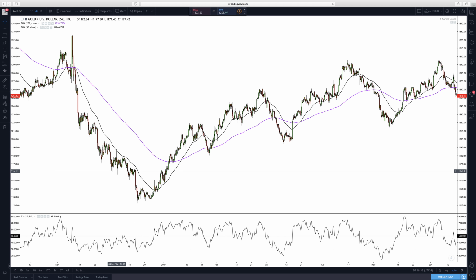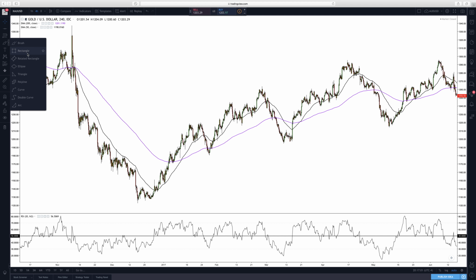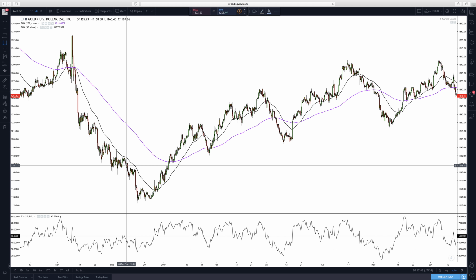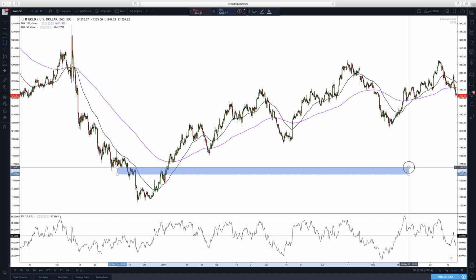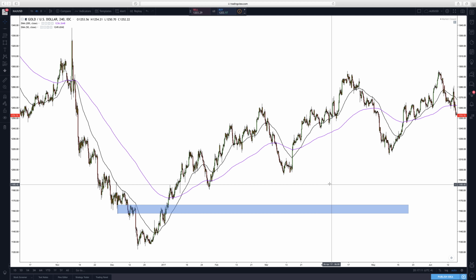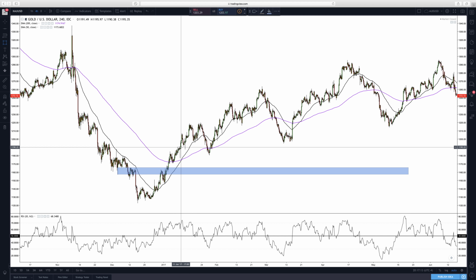We're going to start after this downtrend. So we saw price came all the way down to here. Let's grab our rectangle too and draw out some support and resistance. We're going to grab this big rectangle here. Go back over to the rectangle tool again.